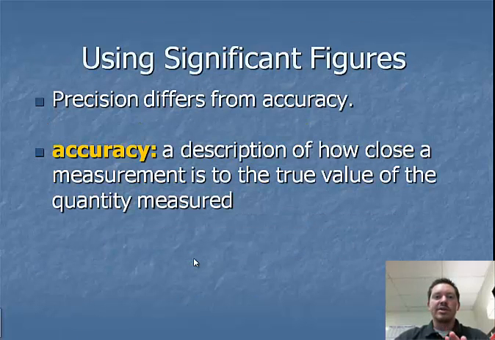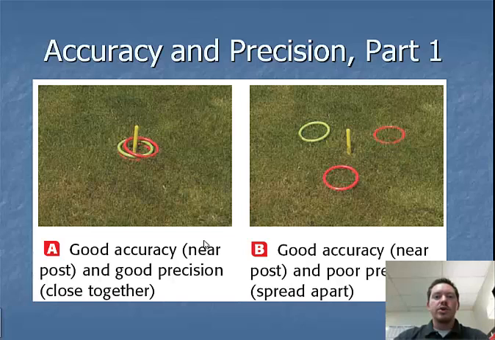And then we can talk about accuracy too. Precision and accuracy are different. Accuracy is a description of how close a measurement is to the true value of the quantity measured. So let's take a game example here. We've got a pen, and we're throwing these little circles, these little hoops, at the pen. When we get these hoops on the pen, we have good accuracy because we're near the post, and we have good precision because all the hoops are close together.